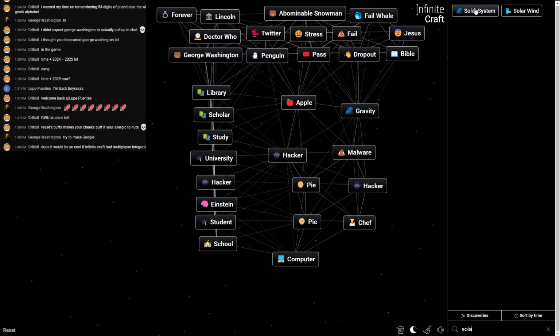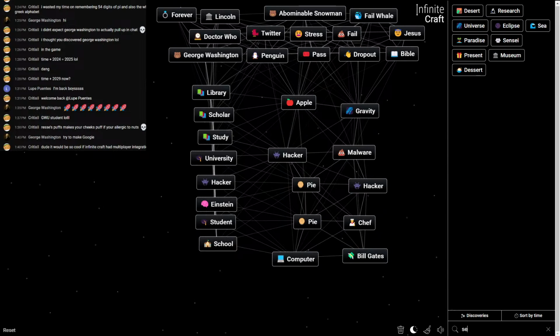If I do solar system plus like computer. Not really what I wanted. Maybe computer and Bill Gates. We could also get Steve Jobs.